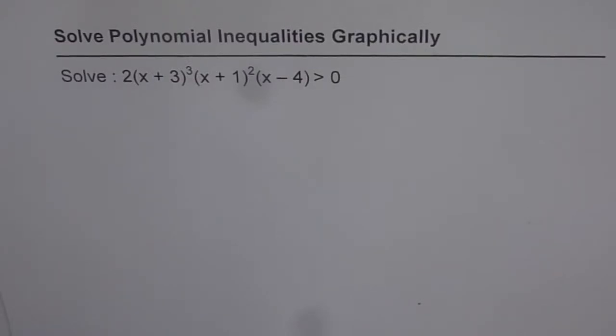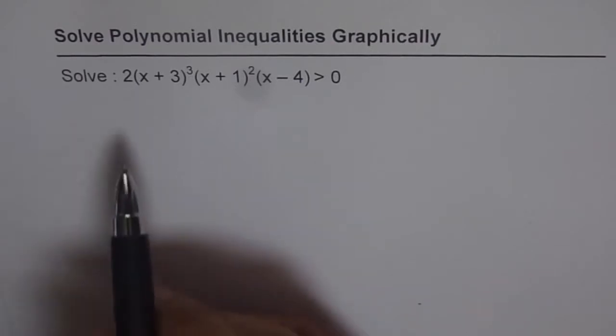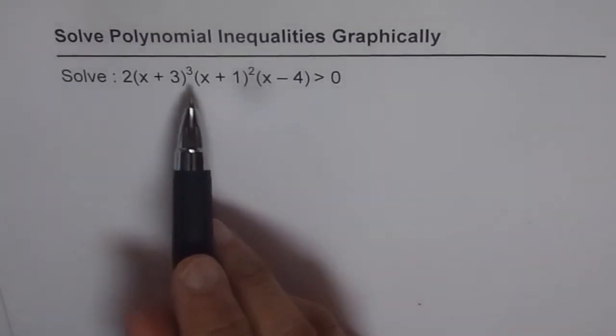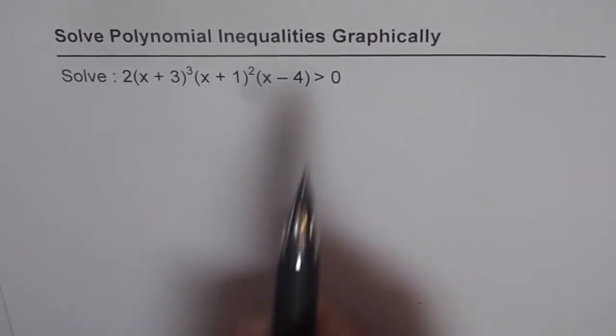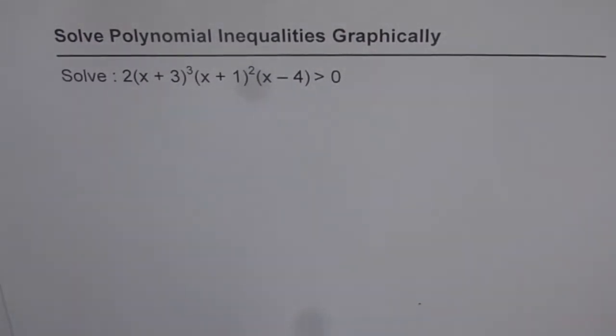Solve polynomial inequalities graphically. The question here is: solve 2 times (x + 3)^3 times (x + 1)^2 times (x − 4) greater than 0. Now you can time the solution. How much time does it take to solve such a question? I'll give you the fastest way of solving this, in slow motion.